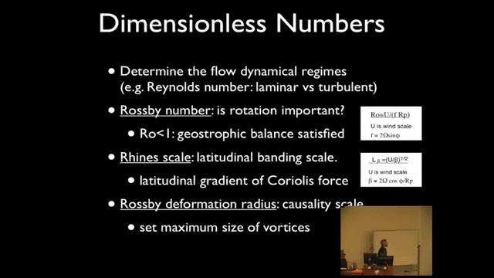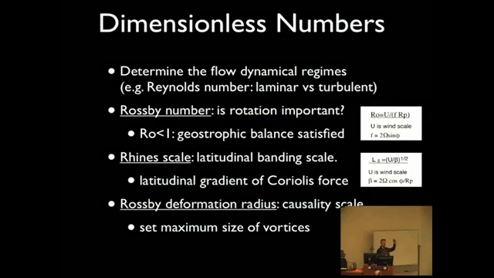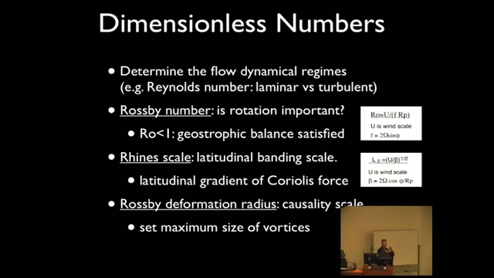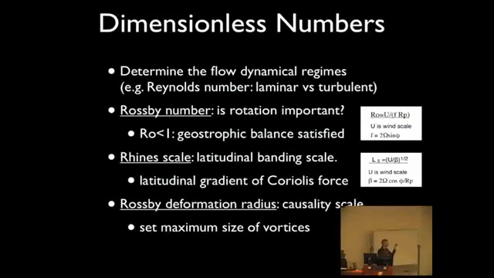The Rhines scale is a scale that's trying to understand to what extent the change in the Coriolis force with latitude is affecting the flow. The practical application of the use of that number is to define a typical banding scale. If you look at Jupiter and Saturn, you see from the clouds the banding of the flow, tracing the actual atmospheric motions. The number of bands you get on Jupiter and Saturn is typically associated to the value of the Rhines scale.